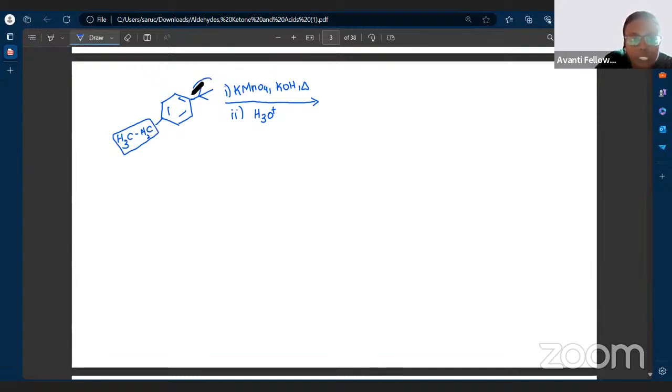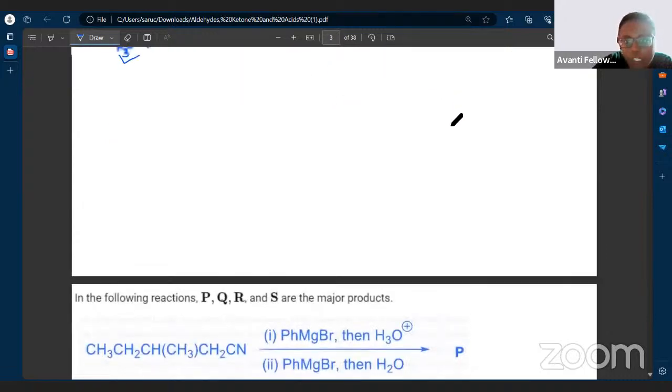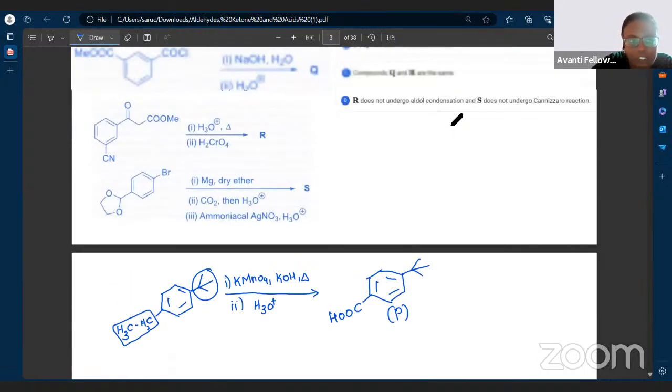Here you have two side chains, and one is a tertiary butyl group. Due to the steric hindrance, the tertiary butyl group will remain as it is, and the ethyl side chain gets converted to carboxylic acid. So this is your P. I got P. Okay. Now moving to the second reaction.